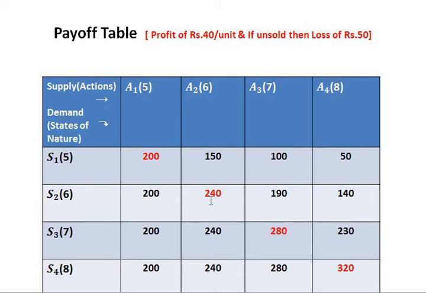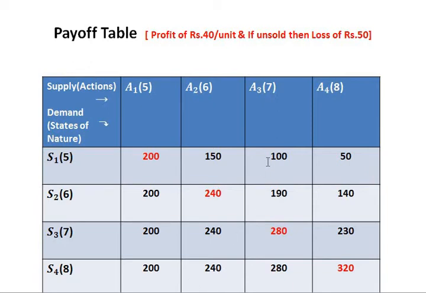Okay, now in this case what happened? He purchased 6 and the state of nature is also 6, that is, 6 customers will turn up. So profit will be 6 into 40, that is 240. And again I am repeating, even though more customers will come, as he already sold out 6 units, the remaining customers will just go away and his profit will remain the same, 240, 240, correct?